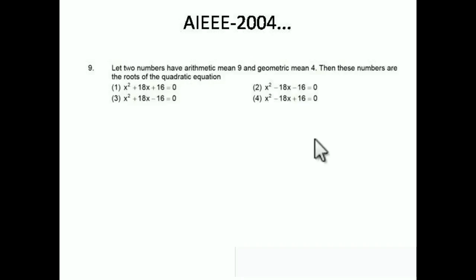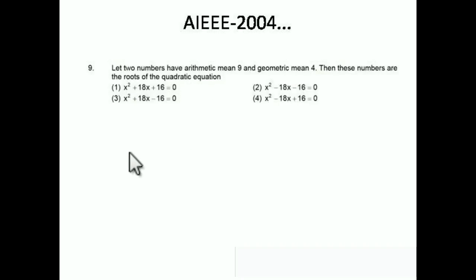Let's see one more. This is a very good question of quadratic equation. What they say is, we have two numbers whose arithmetic mean is 9 and geometrical mean is 4. Then these numbers are the roots of the quadratic equation. So we have to find the quadratic equation whose roots have arithmetic mean 9 and geometric mean 4.